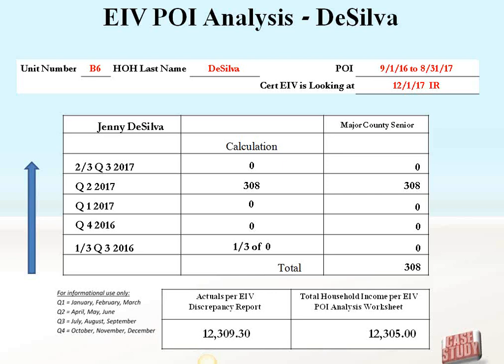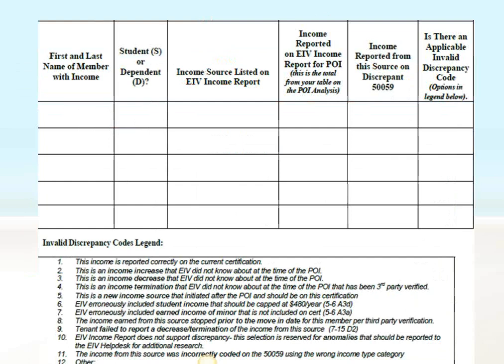What this report is going to do is help you explain why you did what you did and whether EIV was right or if you were right. Okay, so here's a little excerpt from that form. Each row of this table is going to be populated using what you came up with in your tables. So remember, we had 4 tables. We're going to have 4 rows. The first row, Jenny De Silva.